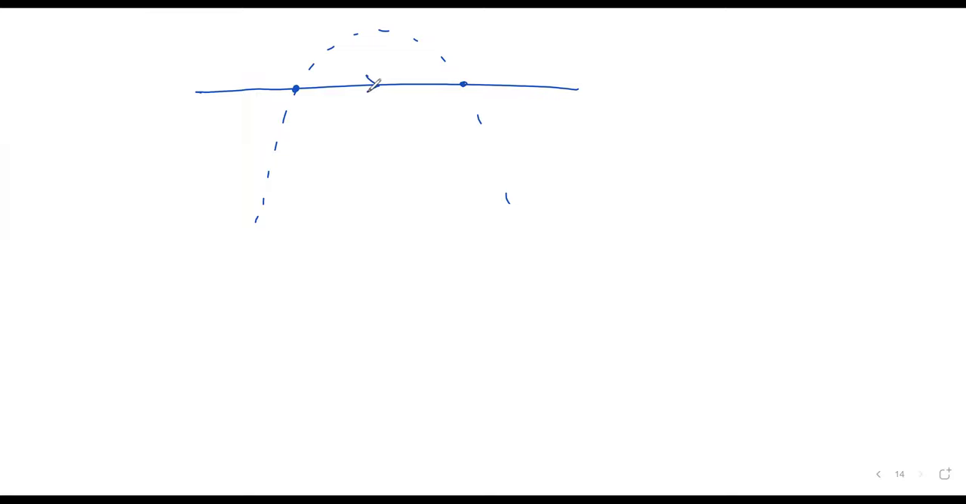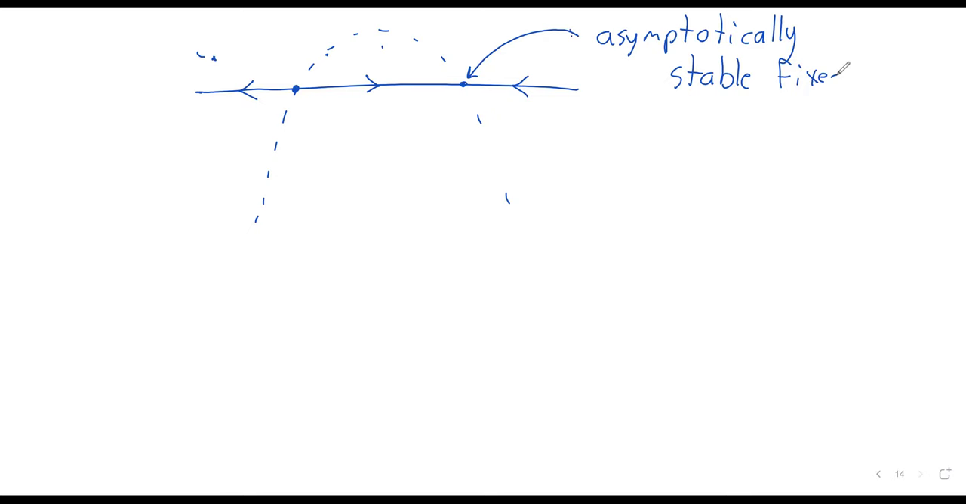The derivative is positive here, negative here, negative here. When I say the derivative's positive here, negative here, what I'm literally doing is looking at the graph of the derivative. And I see it's above the axis here, below the axis here, below the axis here. And suddenly we have an asymptotically stable fixed point.